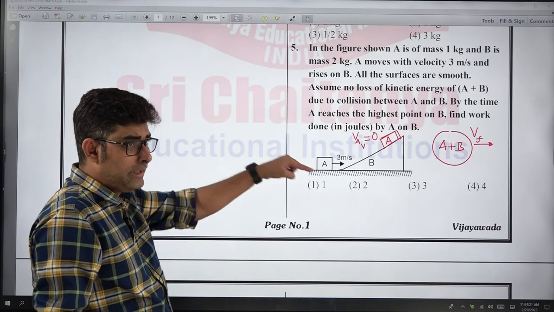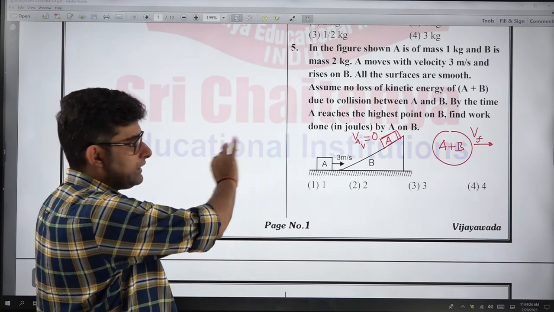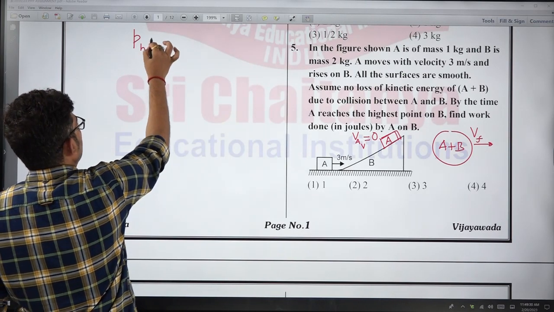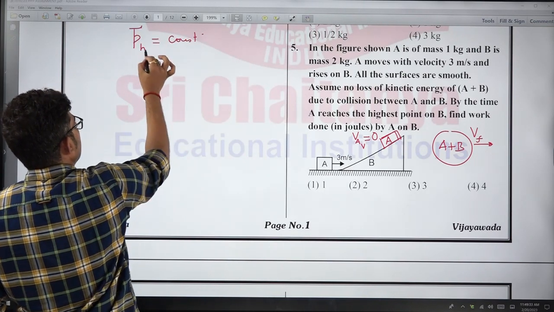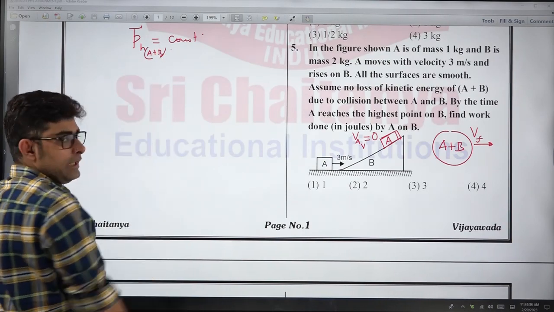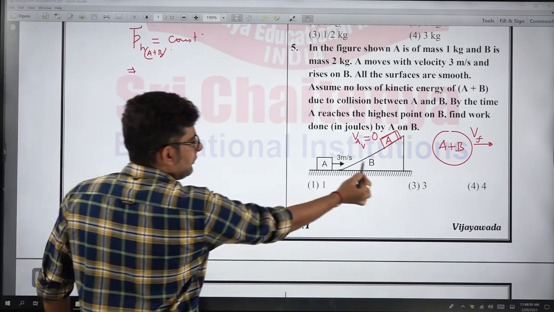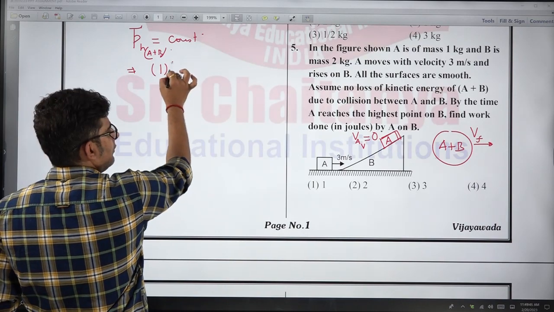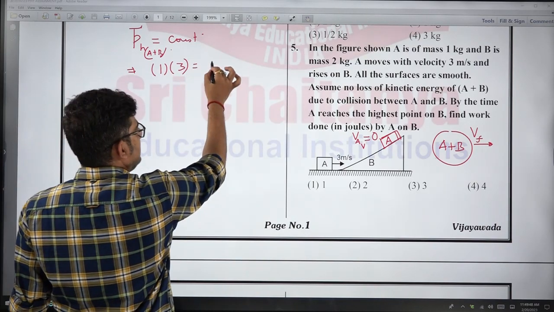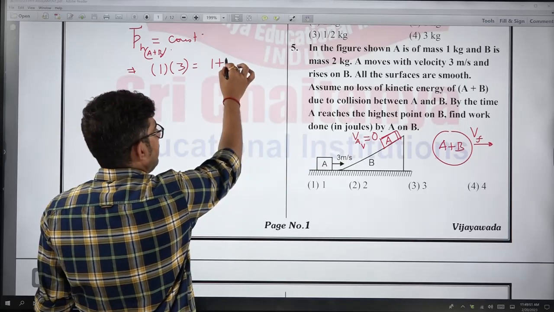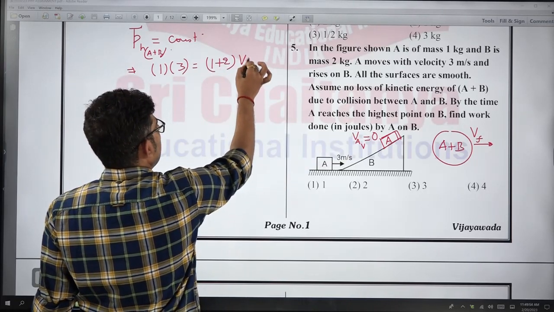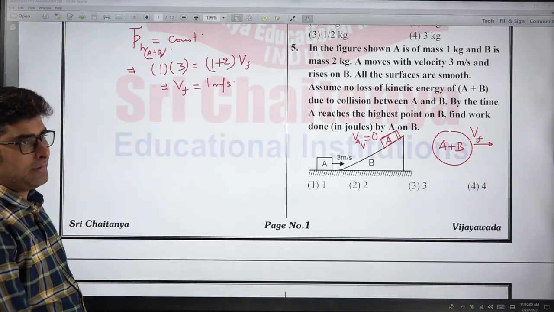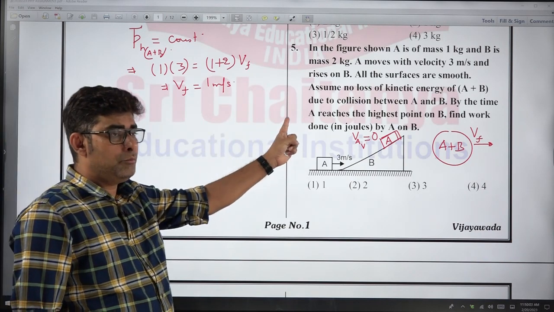Linear momentum of the system in horizontal direction will be constant because horizontally there is no external force. So what we can say, linear momentum along x axis or along horizontal is constant for the system. System means what? A plus B. So write the momentum initially out of A and B. Who had momentum? A had. So mass of A is 1 kg. What velocity it had? 3. And finally A and B are moving together. So 1 plus 2 and final velocity is V final. So what is V final from here? 1 meter per second.